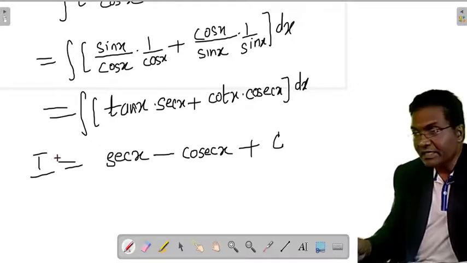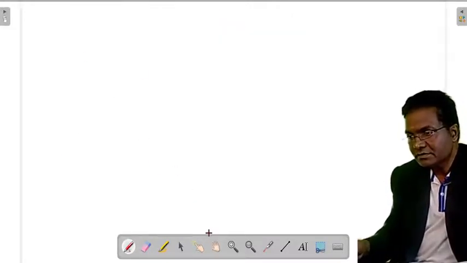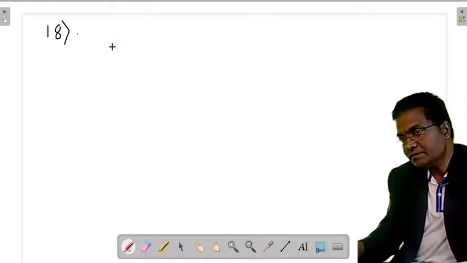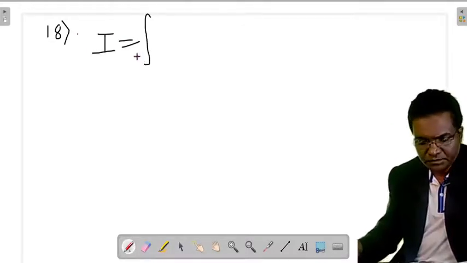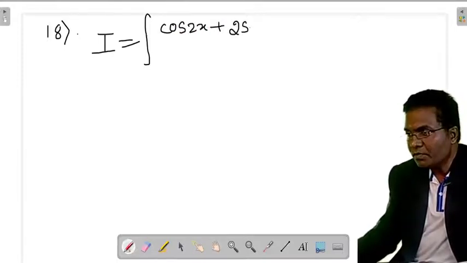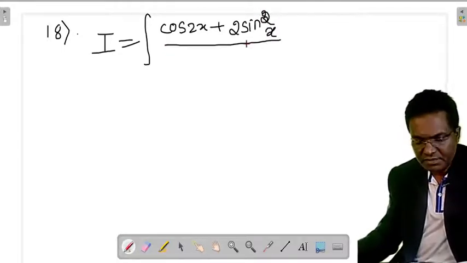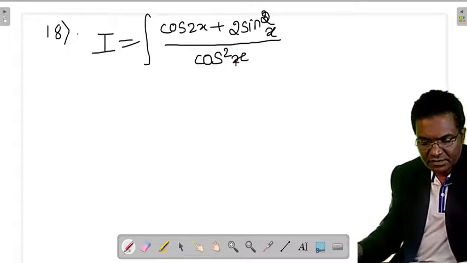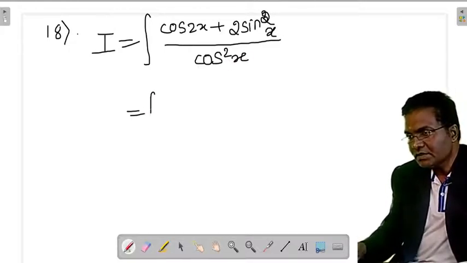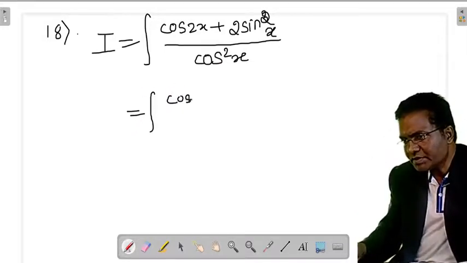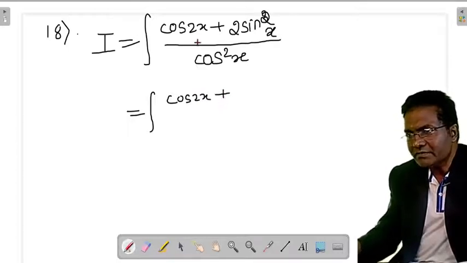Let's have question number 18. I equals to cos 2x plus 2 sin square x divided by cos square x. Okay. Now see here, as we all know, this cos 2x I will write as it is, plus 2 sin square x.